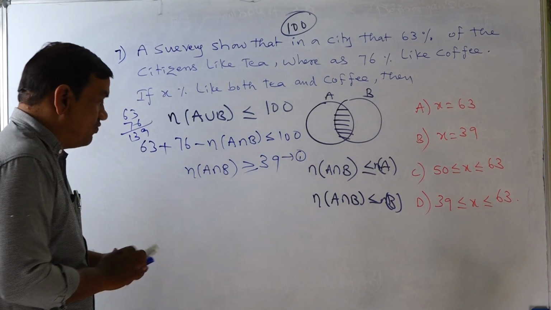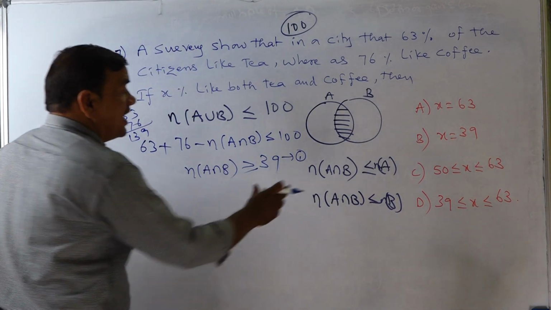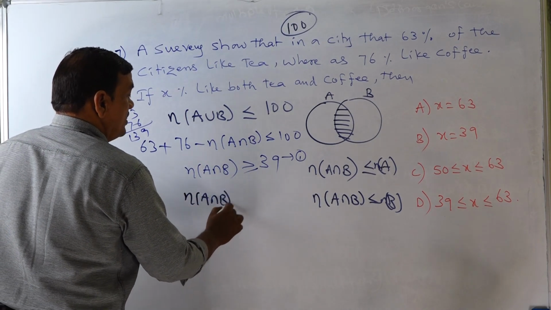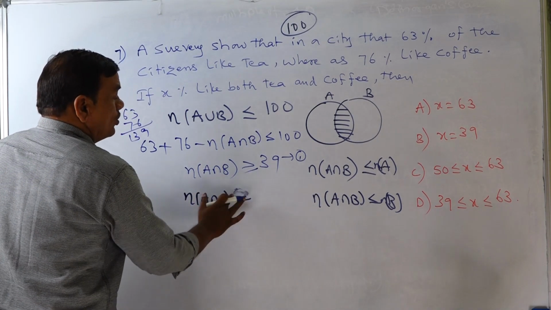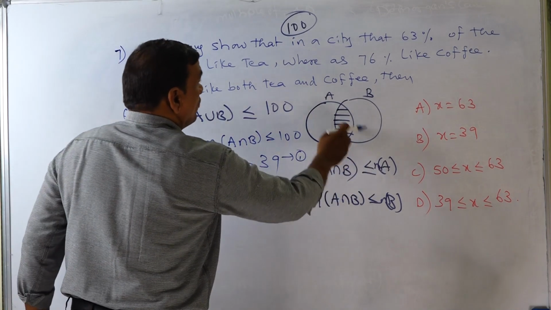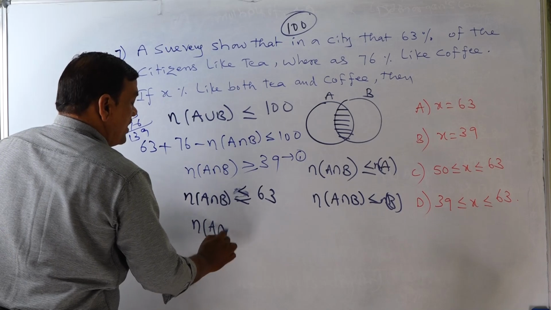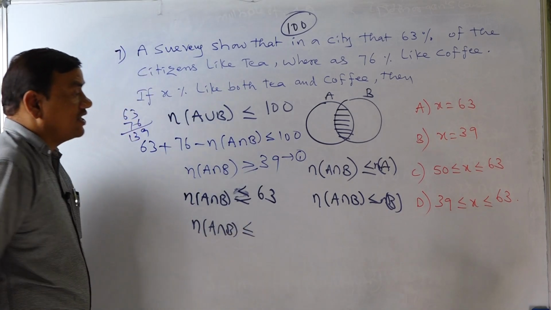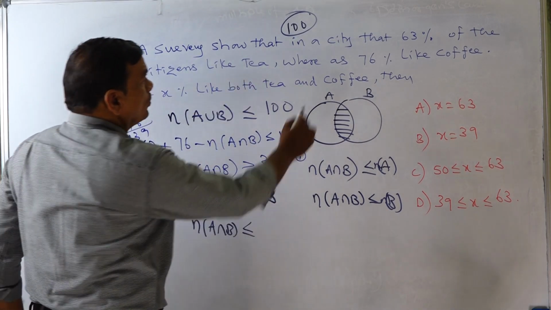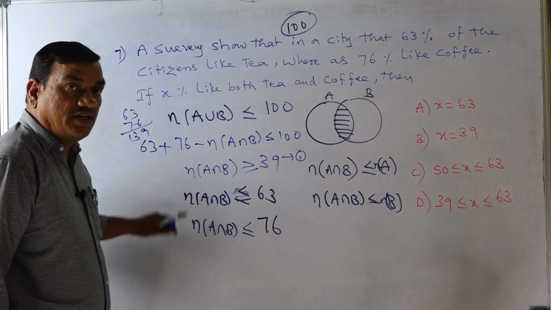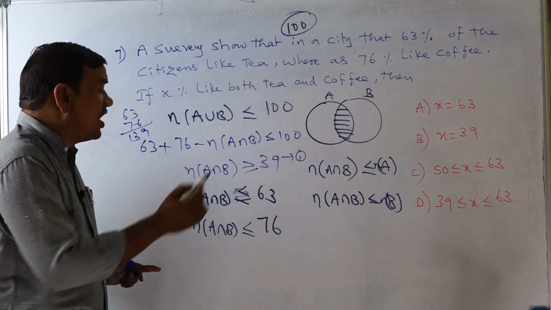The second inequality that we are going to get is, see here, n of A intersection B is less than or equal to n of A. N of A means how much? 63. Again, n of A intersection B is less than or equal to n of B. N of B is equal to how much? 76.